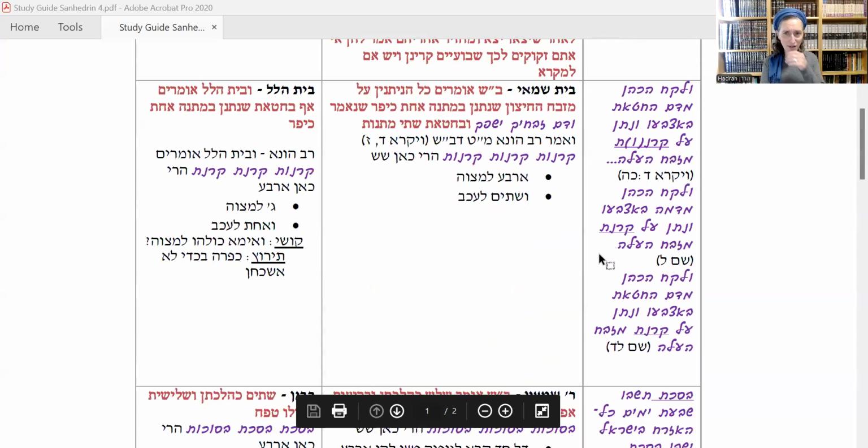Amar Rav Huna, ta'ama d'Beit Shammai. And now comes Rav Huna and he says, what's the reason for Beit Shammai? And he's going to also ask, what's the reason for Beit Hillel? So going back to our chart, now you have to read the Psukim in Vayikra chapter 4, verse 25, verse 30, and verse 34. They are all talking about different chatat offerings, sin offerings that were brought. And each one says almost the same words. Okay, I'm going to read it in one of them.